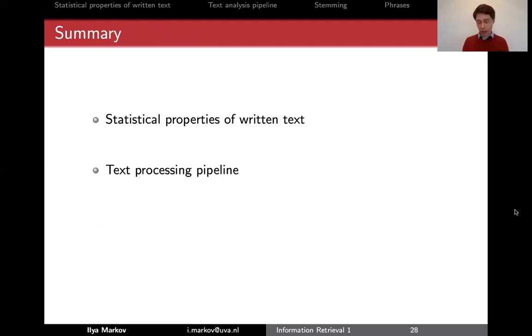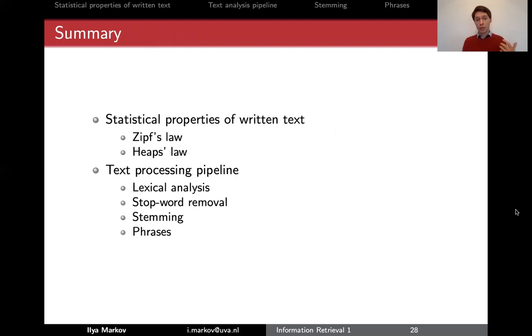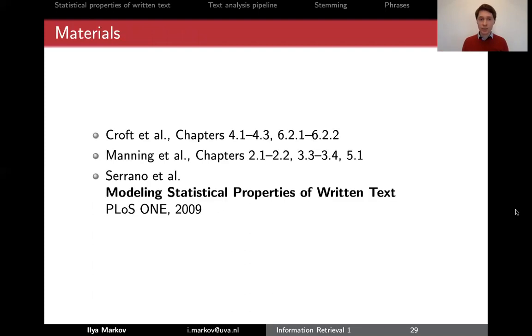So in summary, we discussed two main things. You need to know the statistical properties of written text, and those are Zipf's law and Heaps' law. And you need to know about the text processing pipeline. You need to know about stop word removal, stemming, and dealing with phrases. By lexical analysis, I mainly mean getting words, removing punctuation, removing white spaces, and so on and so forth. So this is basic material. That's why you can read it in almost any textbook on information retrieval.